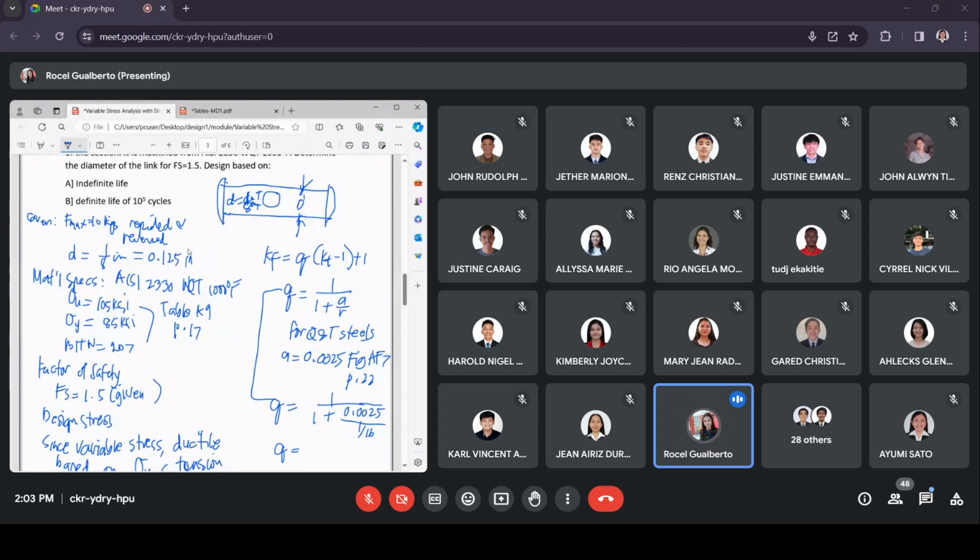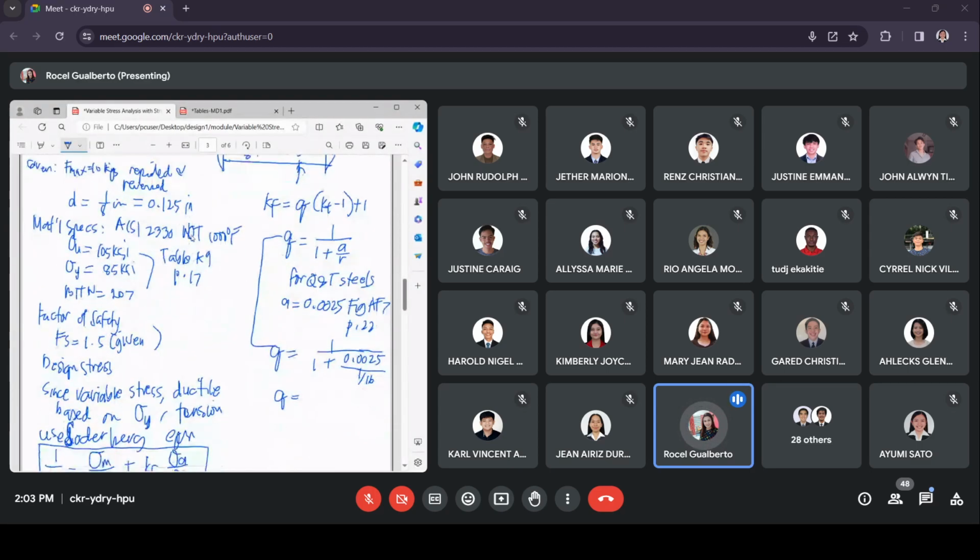What is the answer? 0.9615384. So 0.9615. Just use the value directly, we will be needing this. No need for it to be rounded off, so you use the real value. So Q is equal to 0.9615.